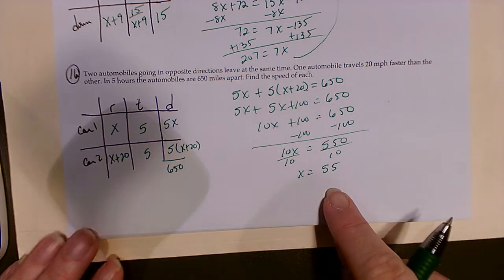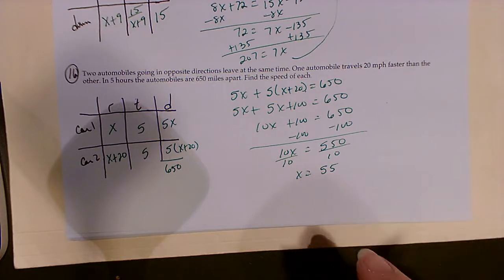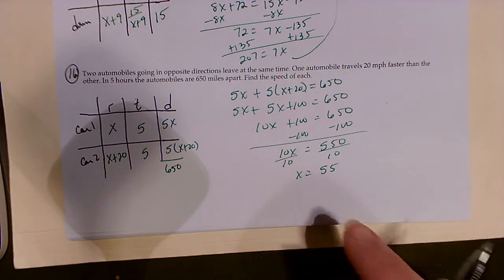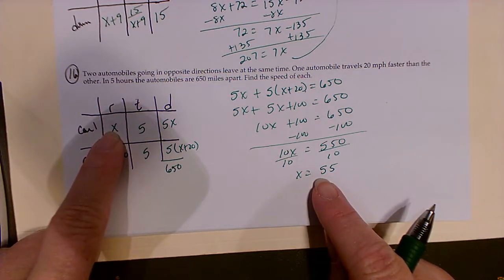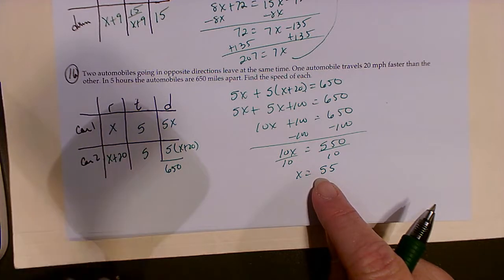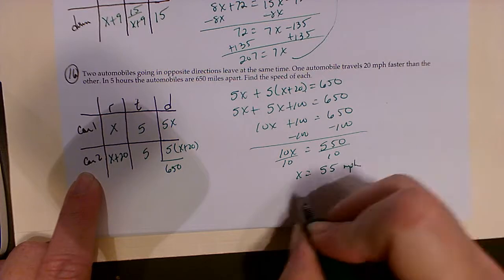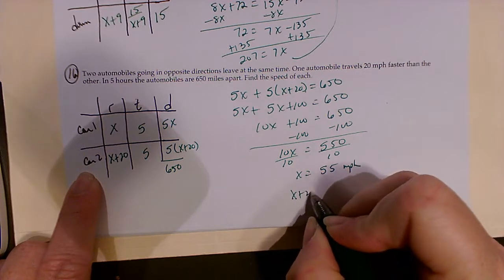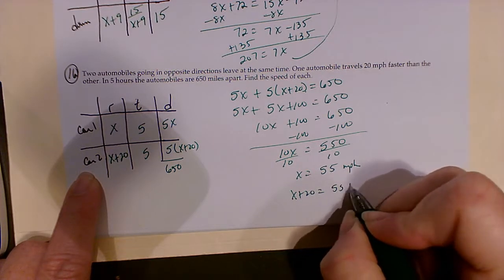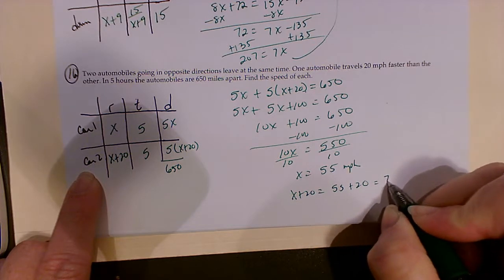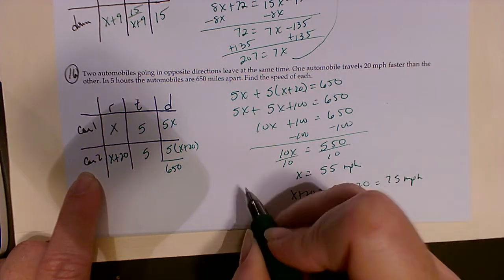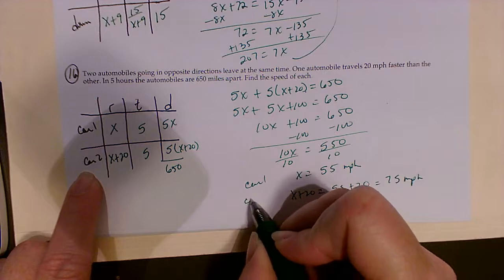But we're not finished with this one because we have to find the rate or the speed of each car. So my first car is going to be 55 miles per hour. My second car is going to be x plus 20, which is 55 plus 20, which is 75 miles per hour. So this will be car 1 and this will be car 2.